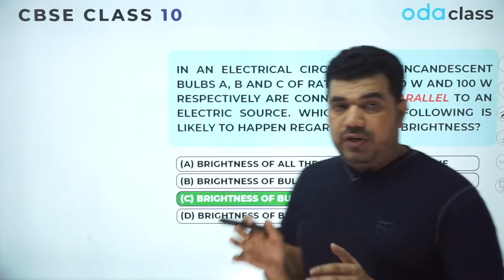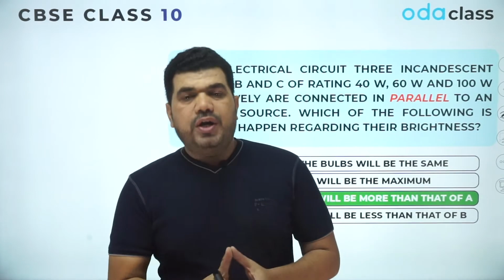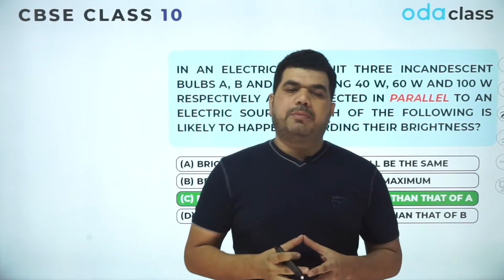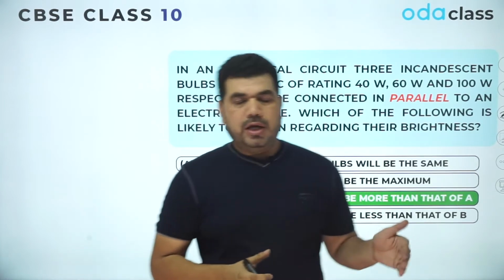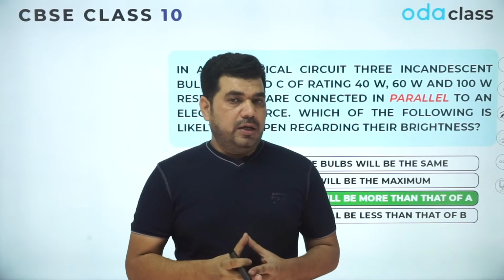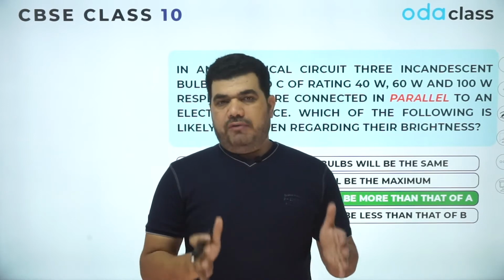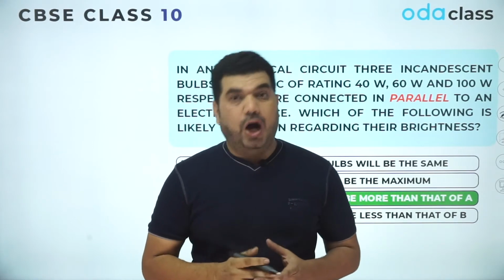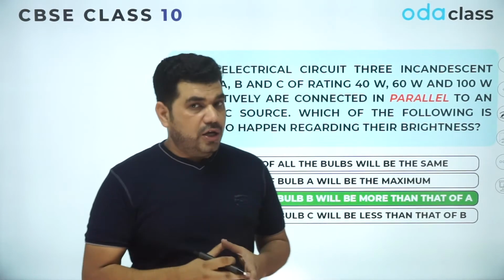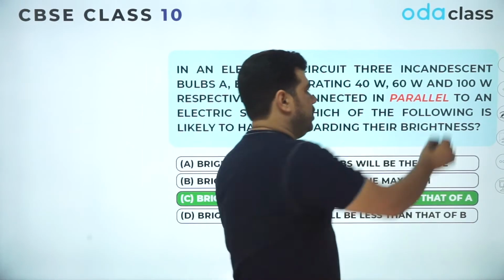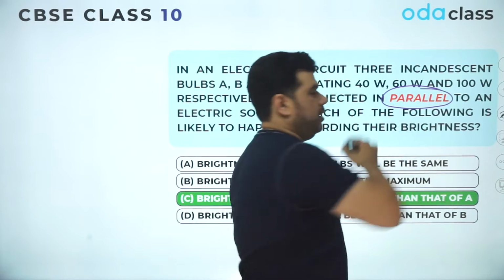So guys, if it is in parallel, it is very easy to compare their brightness, because you just have to check the brightness by their power, because in case of parallel, all the bulbs will have the same potential. Now, what will be the answer of the same question if that combination is not parallel?